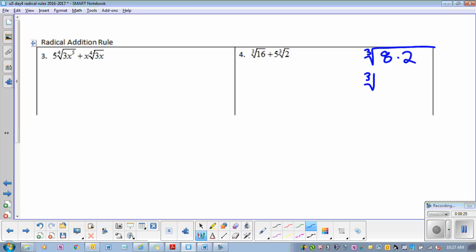Since it's a cube root, I need 3 in the group to come out, right? And then 8 is 4 times 2. Don't forget to bring down that other 2. Do you agree? What else can I break down here? 4. Okay, let's break it down.